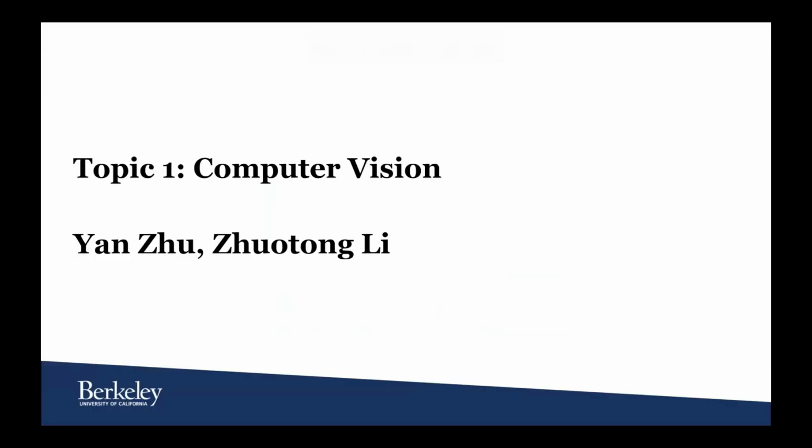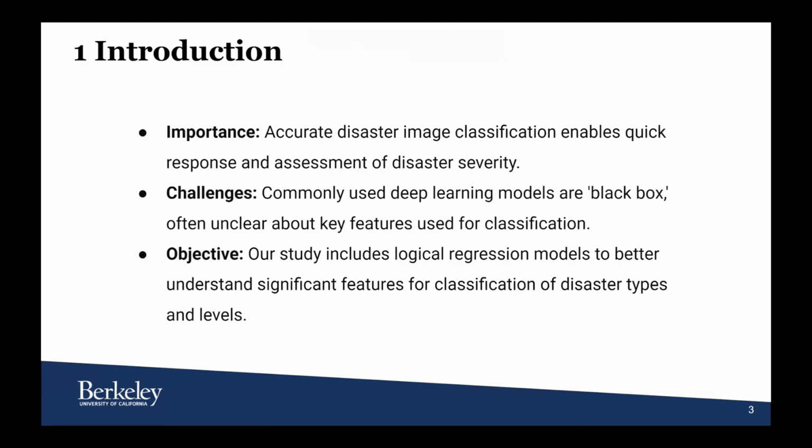We studied the topic one computer vision. So, in the realm of disaster management, effective identification of disaster types through images, particularly satellite images, plays a crucial role in enabling timely reporting and accurate assessment for rescue teams to devise appropriate response strategies.